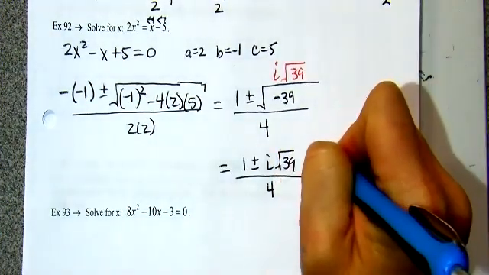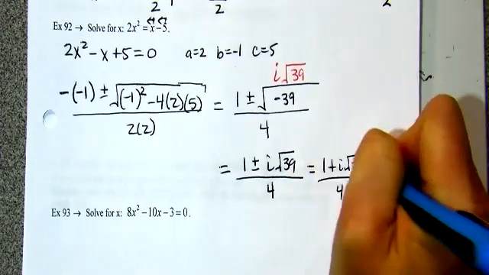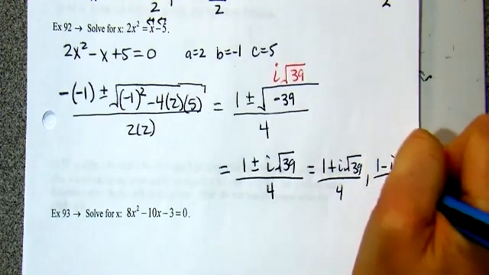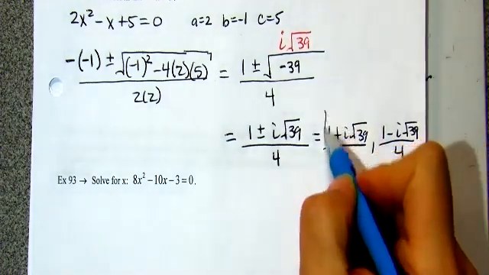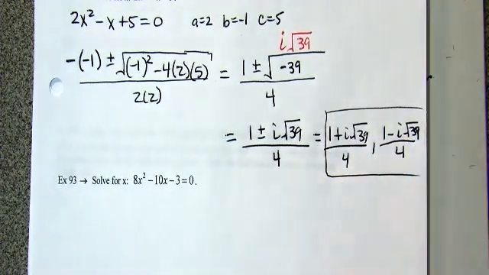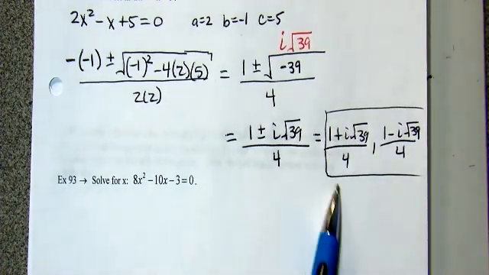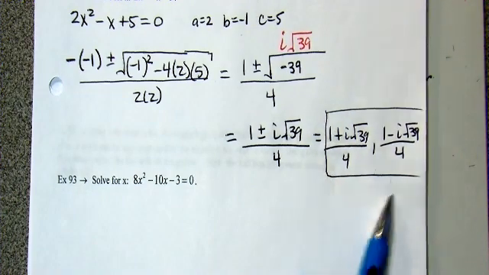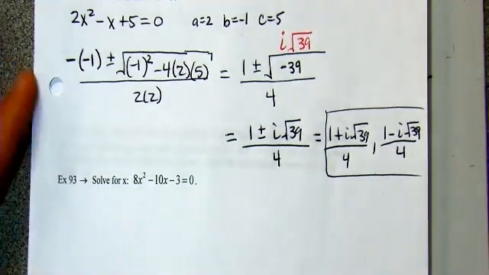So in WebAssign, you'd have to write 1 plus I square root of 39 over 4, comma 1 minus I square root of 39 over 4. And so again, I know that seems weird. You know, we're talking about solving a quadratic formula. Remember, these are values for x, and sometimes x is not a nice, neat number. It's an imaginary number, and it looks kind of complex there. So those are your two solutions.